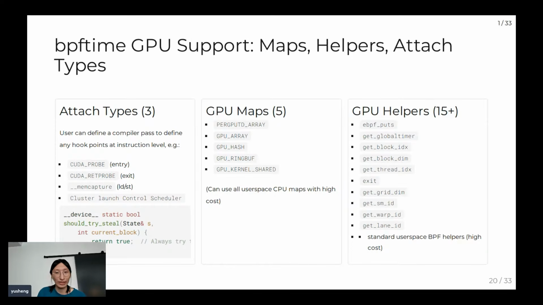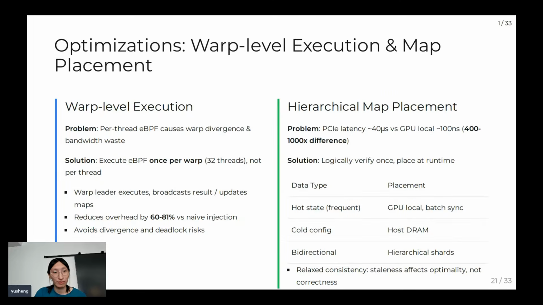Sometimes you can also use standard user space eBPF helpers, but this incurs much higher cost. So these GPU maps and GPU helpers are also compiled into PTX and put as part of the trampoline, so compiled as part of the GPU kernel.